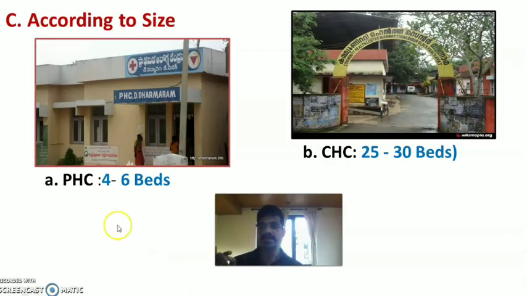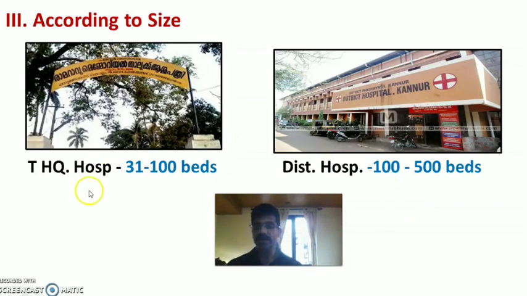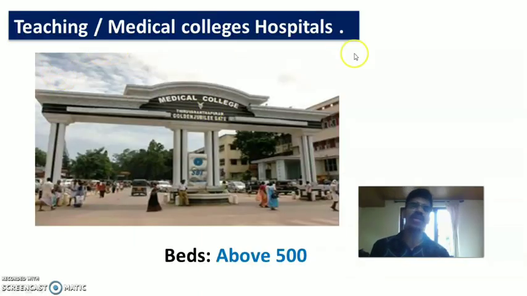Now according to the size, that is according to the bed strength. PHC has 4 to 6 beds, CHC community health center 25 to 30 beds. This is called a rural hospital. Taluk headquarters hospital consists of 31 to 100 beds. Now it varies, but I am explaining according to the book picture. Then district hospital has 100 to 500 beds. Next is the teaching or medical college hospital, where the bed strength is above 500. So hospitals can also be classified according to the size of their bed strength.